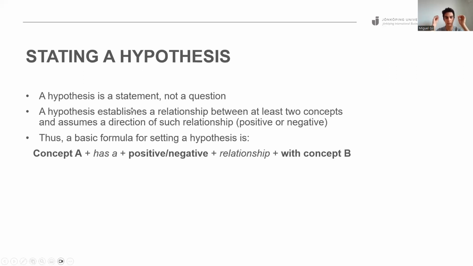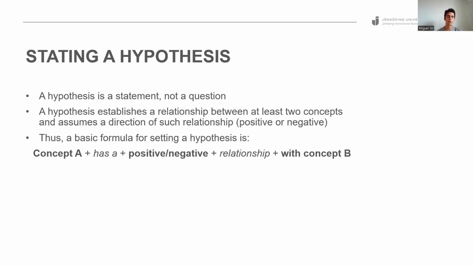The other thing, which is kind of a must that you need to have in mind, is that the hypothesis establishes a relationship between at least two concepts and assumes a direction of that relationship. It can be positive or negative. So you need to have this, like a formula as below: at least two concepts, and a statement of whether that relationship is positive or negative.